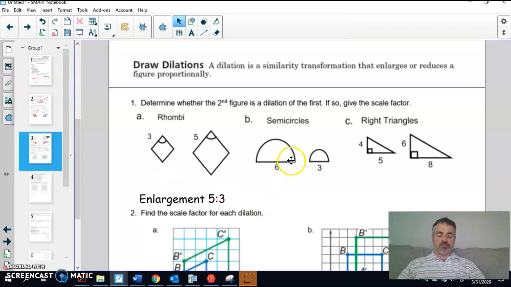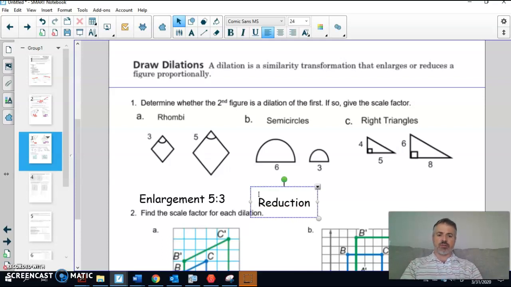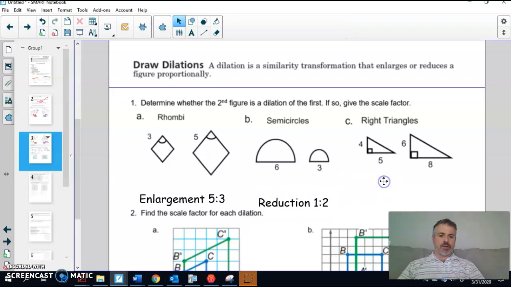This over here would be a reduction. So this is a reduction. That would be what, 3 to 6, which is what, 1 to 2. Then over here, this would be 4 to 6. So if I take the smaller side, that's going to be 4 to 6.